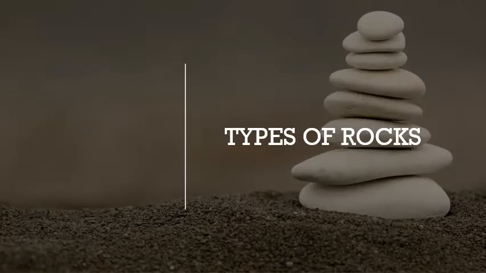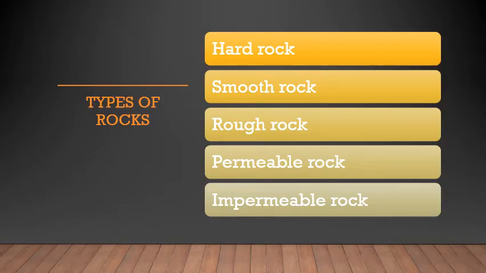So there are many types of rocks that we see in nature. In the rocks itself, there are different types of rocks. So what are the types of rocks? Rocks are hard rock, smooth rock, rough rock, permeable rock, impermeable rocks. So these are the different kinds of rocks. We'll see why they are called hard rock or smooth rock or rough rock, and what the differences between these kinds of rocks are. Examples of rocks can be marble, granite, sandstone, slate, and chalk.